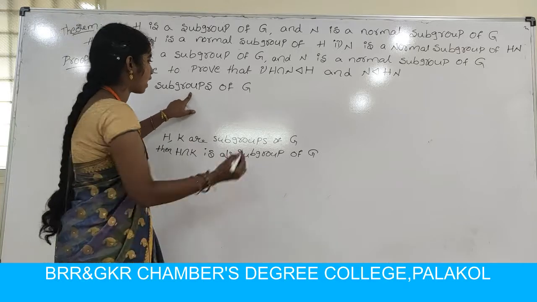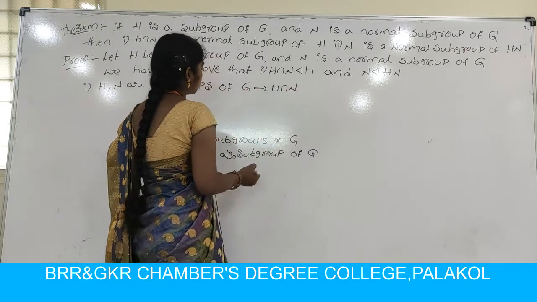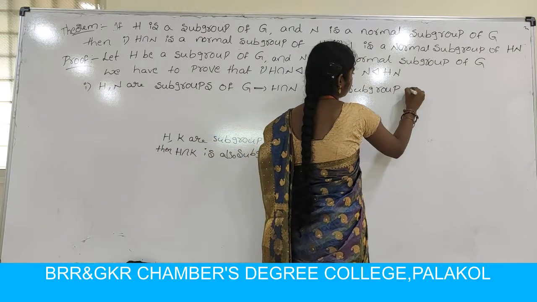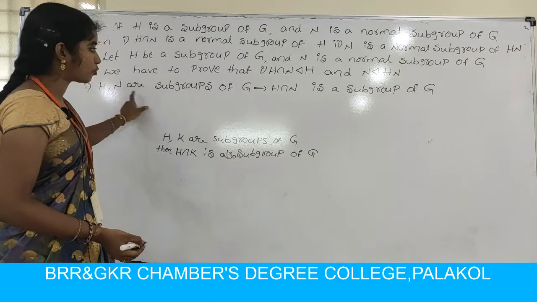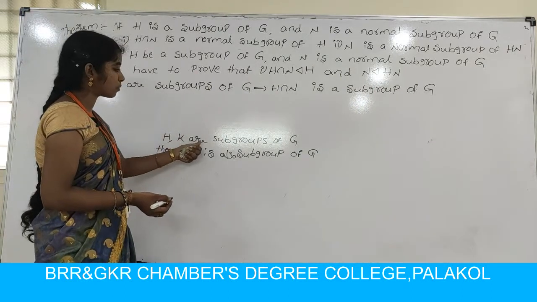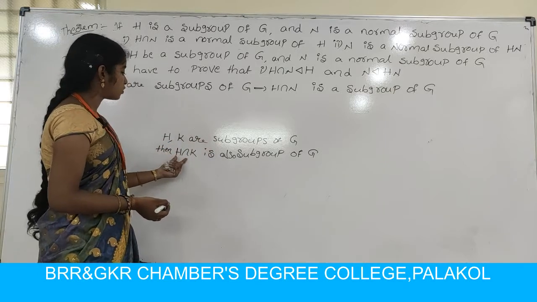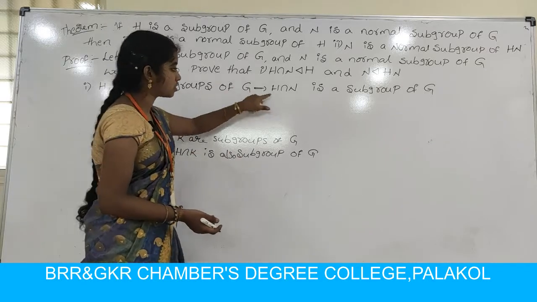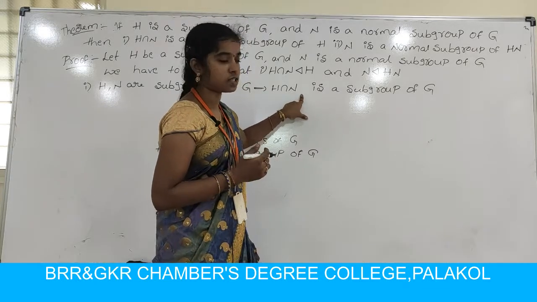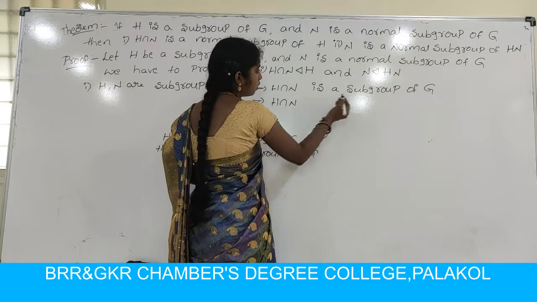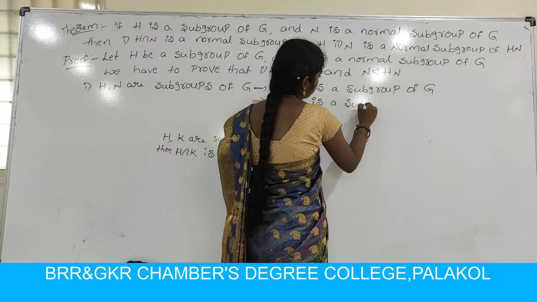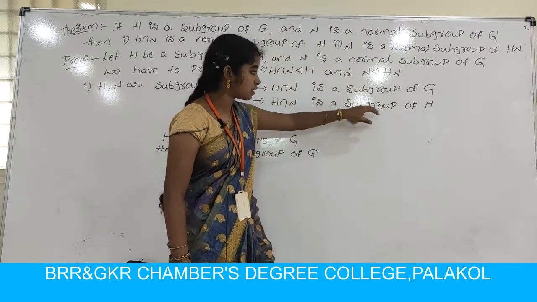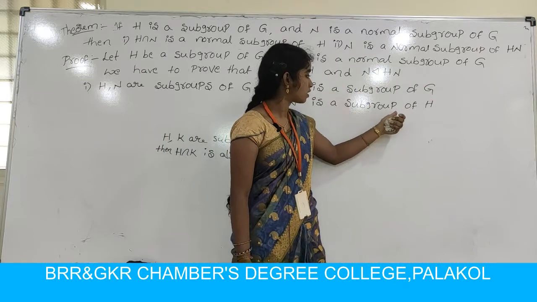So, that means it can be written as H intersection N is a subgroup of Z. H, N are subgroups of Z. So, already you know this theorem: H, K are subgroups of Z, then H intersection K, or H intersection N, is also a subgroup of Z. Already you know that H is a subset of Z. So, that means H intersection N is a subgroup of H.